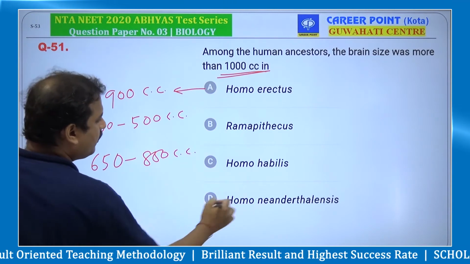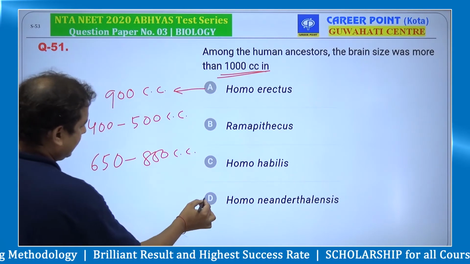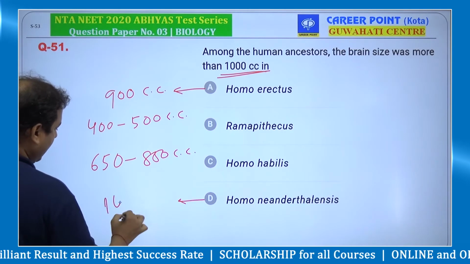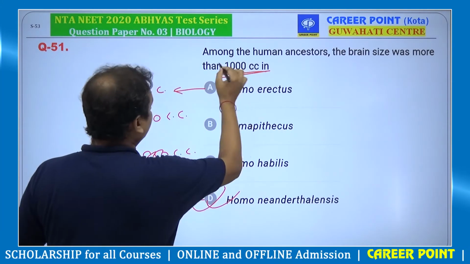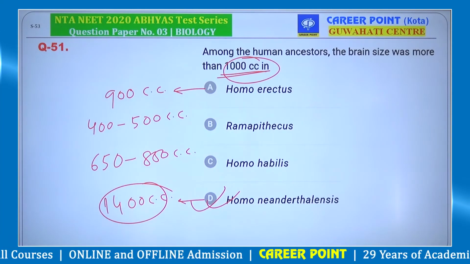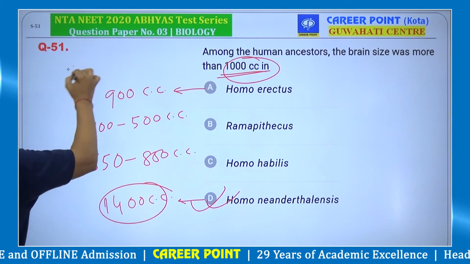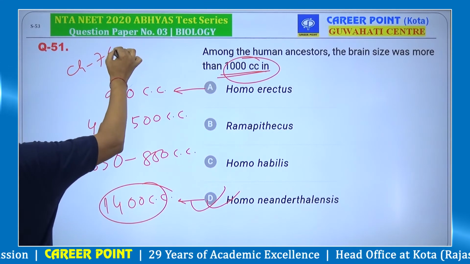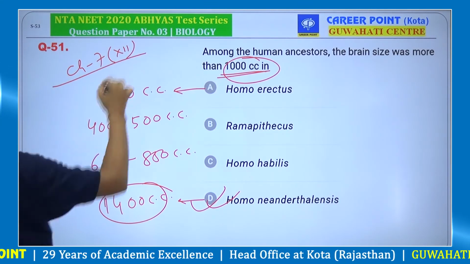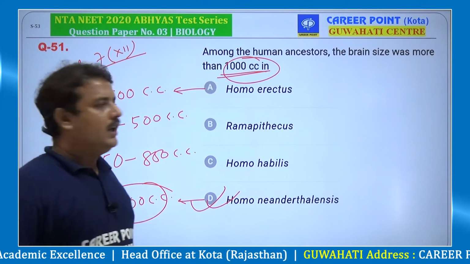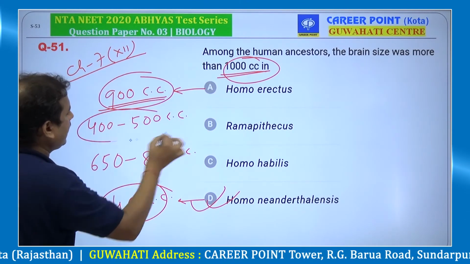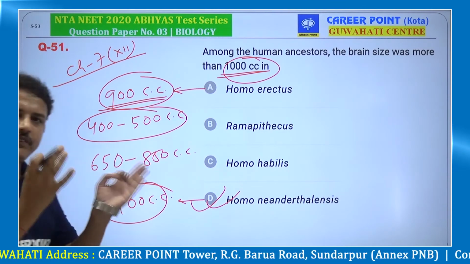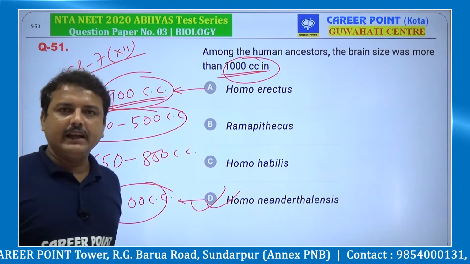And Homo neanderthalensis, that is, they have 1400 cc. So here answer is D, because more than 1000 cc. Clear? It is from the chapter 7 human evolution chapter, class 12, from the topic human evolution. So please remember, you have to just remember or learn by heart this cranial capacity. Okay, you have to note down and prepare yourself for the upcoming examination.